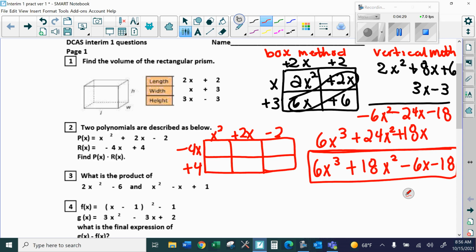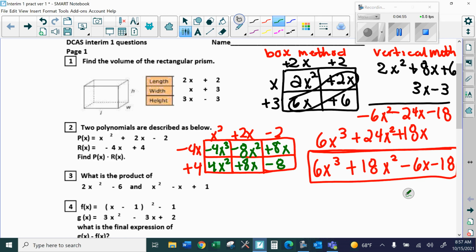So negative 4x times x squared, let's change the color, is negative 4x cubed. Negative 4x times 2x is negative 8x squared. And negative 4x times negative 2 is positive 8x. Put the signs with them. 4 times x squared is 4x squared. 4 times 2x is positive 8x. And 4 times negative 2 is negative 8.